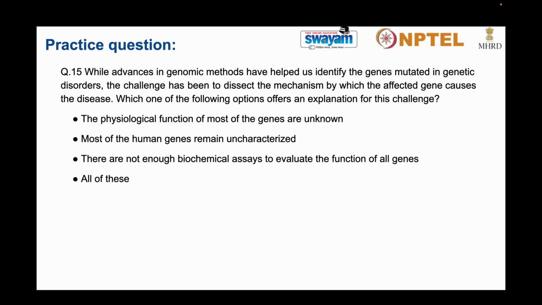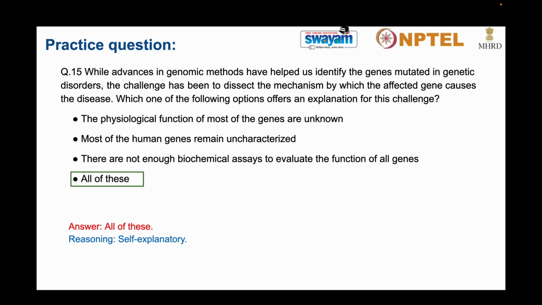Okay, few people have mentioned option D. This is very easy. I think the maximum of you should answer. Okay, so the correct answer is all of these. Because we know that we don't have complete information on the functions of all the genes, and there are many genes which are still uncharacterized, and we don't have biochemical assays to evaluate some functions. So option D is the correct answer to this question.